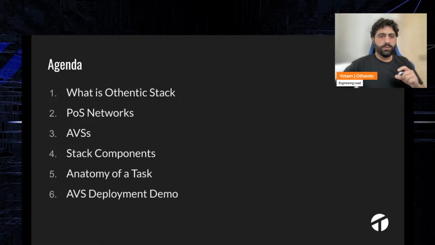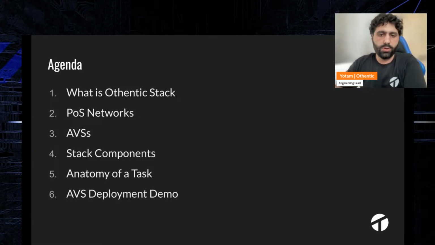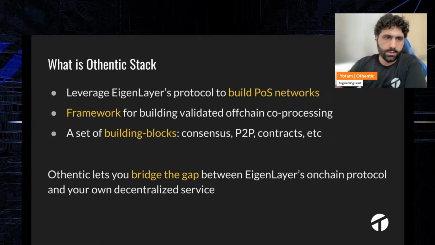I'm also going to give a really brief overview of what we call the anatomy of a task. So what is a task in the context of shared security, EigenLayer and AVSs. And after the slides, I'm going to show a couple of demos of our Othentic CLI, which is the toolchain that you use to deploy your AVSs and register operators and all of that good stuff. So let's jump in.